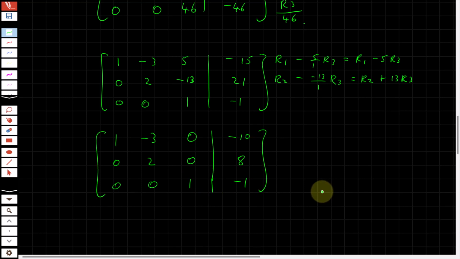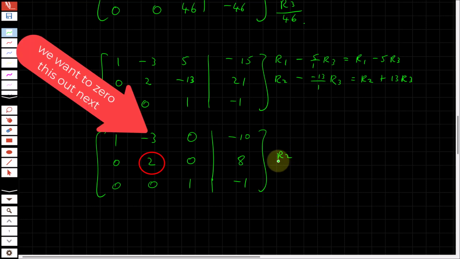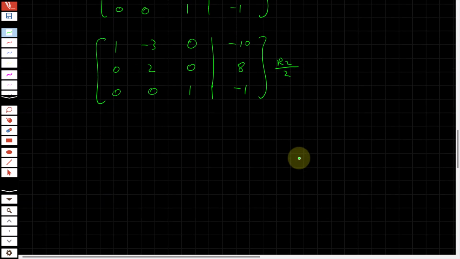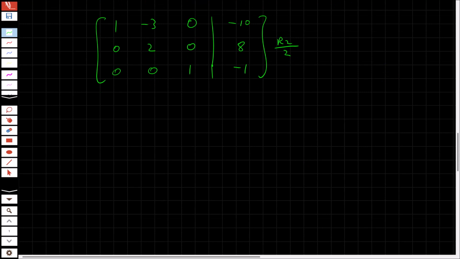Now the new pivot in the backward phase becomes that 2, so we're moving up and to the left. So we need to make that a 1 by multiplying through that row by a half. And that will become our new pivot.